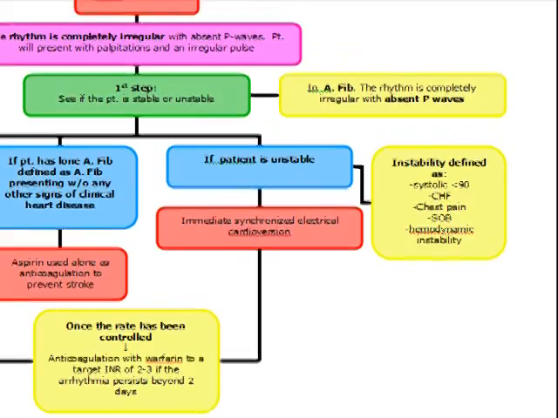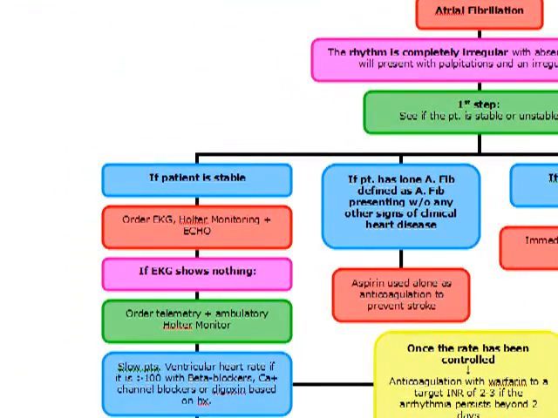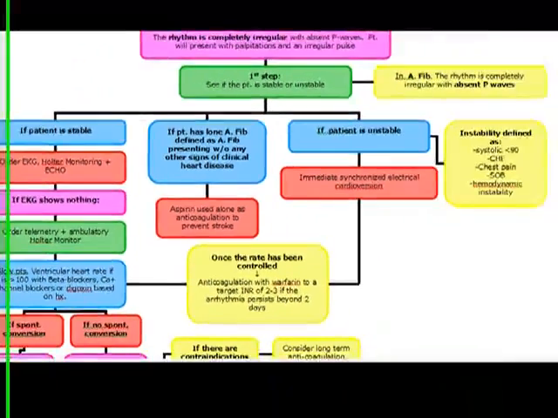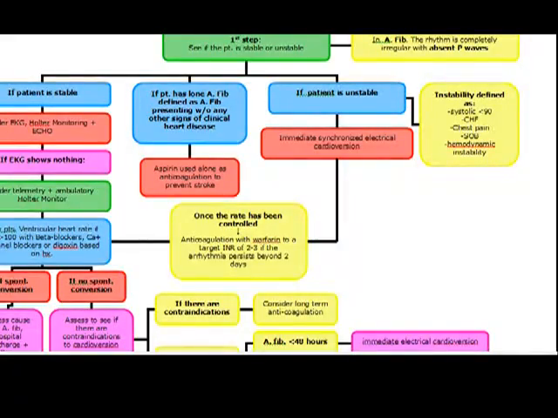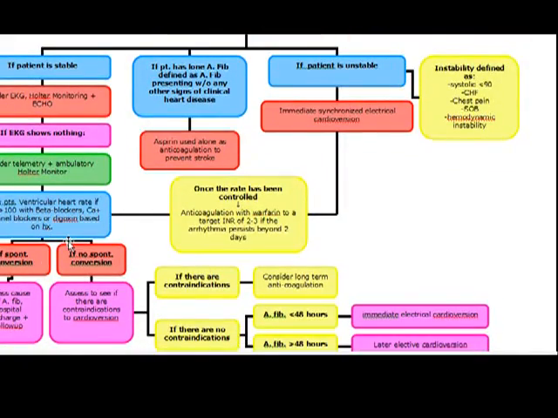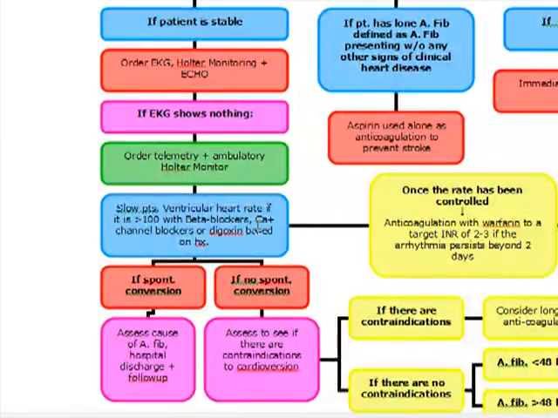So basically, remember, in AFib, the first thing we want to do is see if the patient's stable or unstable. If they're stable, we're doing EKG, Holter, and echo. If the EKG shows nothing, we're going to order telemetry and an ambulatory Holter monitor. And we want to look at their heart rate. If it's over 100, we have to rate control them with meds. And it's going to depend on the history. If they're an asthmatic, we obviously can't use beta blockers. And basically, if there is spontaneous conversion, we're going to assess the cause of the AFib, discharge and follow up.